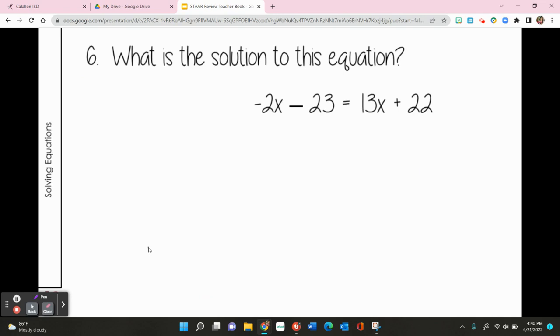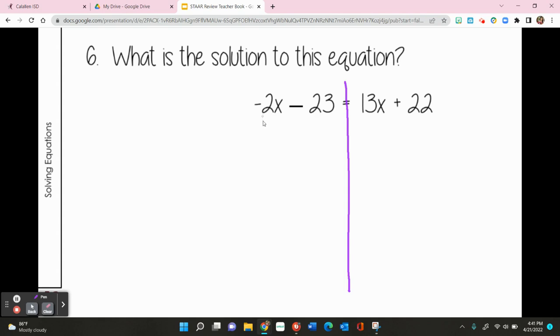So now we're going to move on to number 5, however it was misnumbered, so it is number 6. And we are solving this equation, so we want to know what is the solution to this equation. The first thing we should be doing is drawing a line down the equal sign. Now, since I have variables on both sides of the equal sign, I want to combine these together.